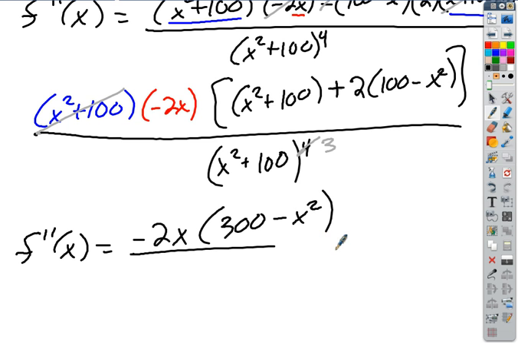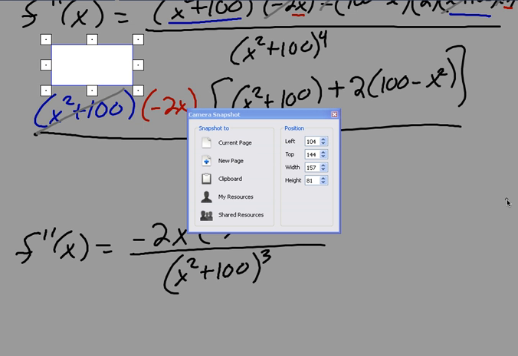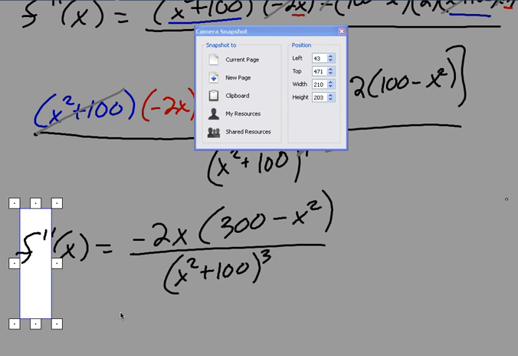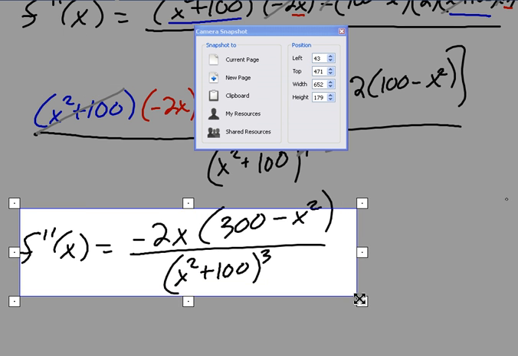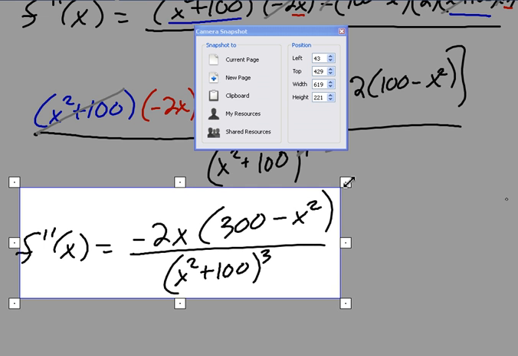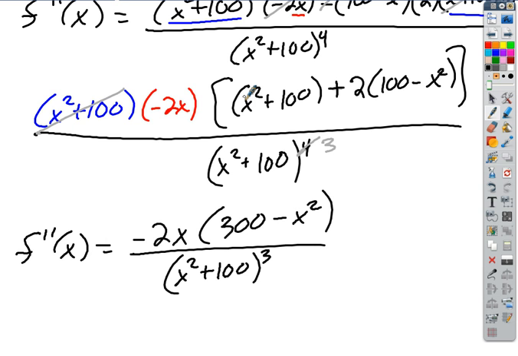Okay, is that good? Now I'm going to pull that to the next page, and then we need this to find our inflection points. So we got the second derivative. Okay, so there's our second derivative.